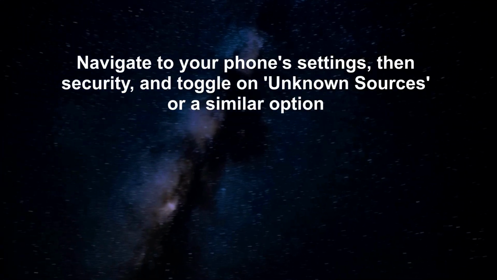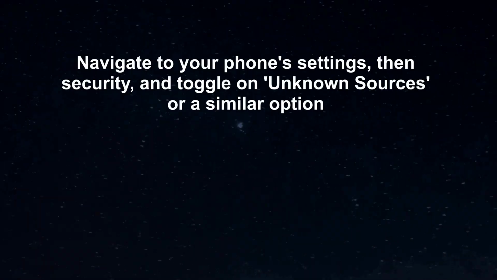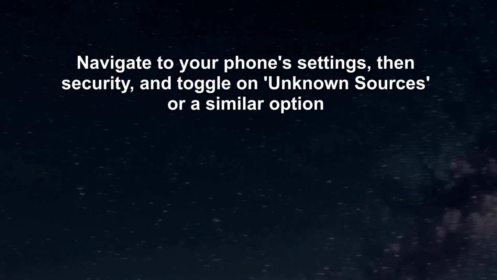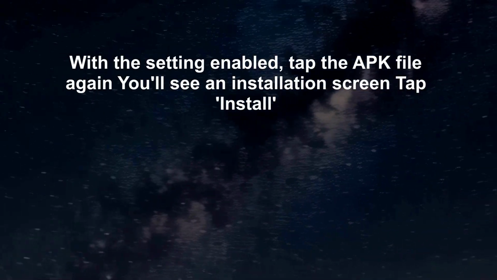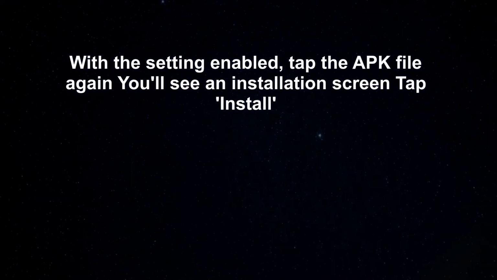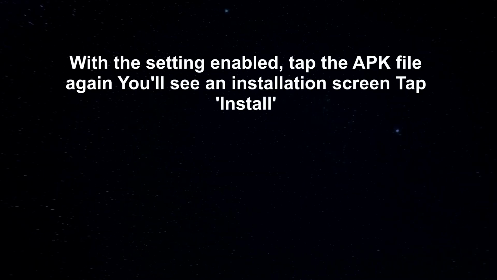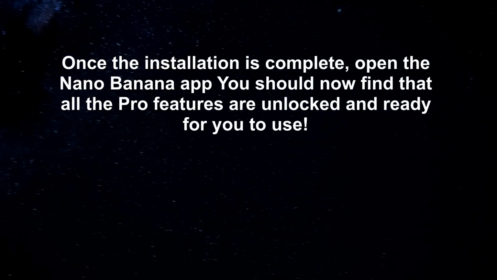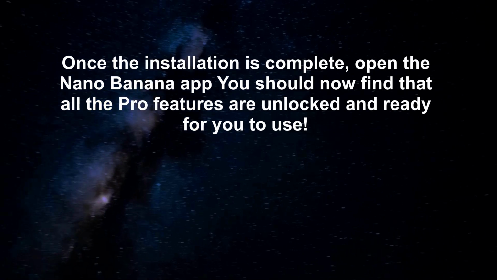Navigate to your phone settings, then security, and toggle on unknown sources or a similar option. With the setting enabled, tap the APK file again. You'll see an installation screen. Tap Install. Once the installation is complete, open the Nano Banana app.